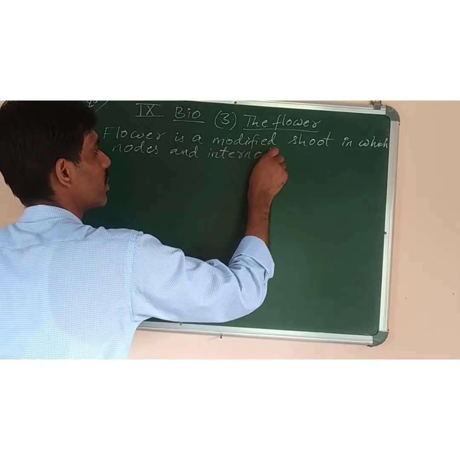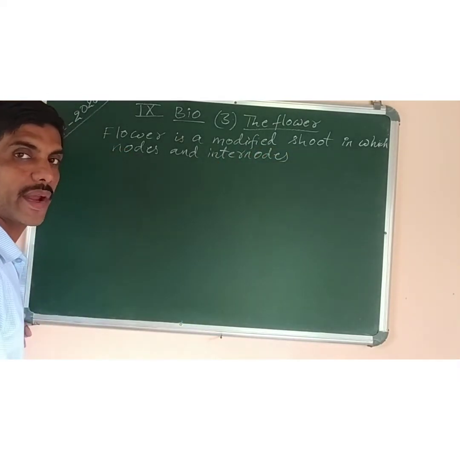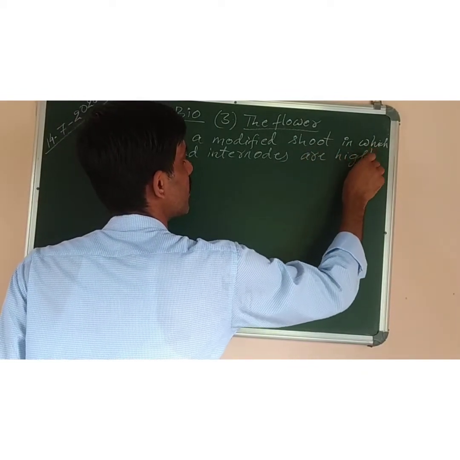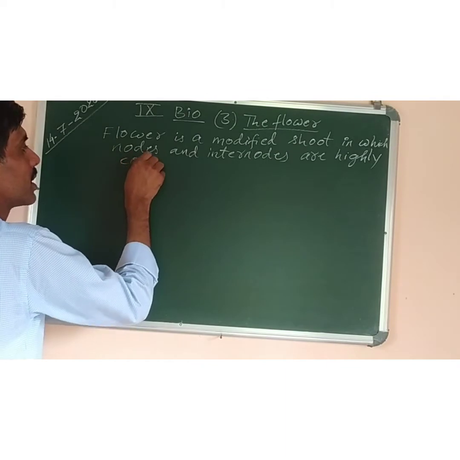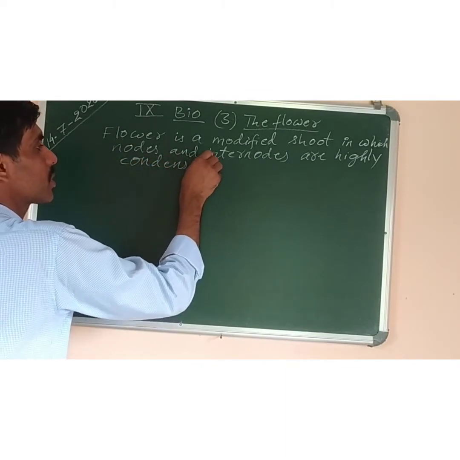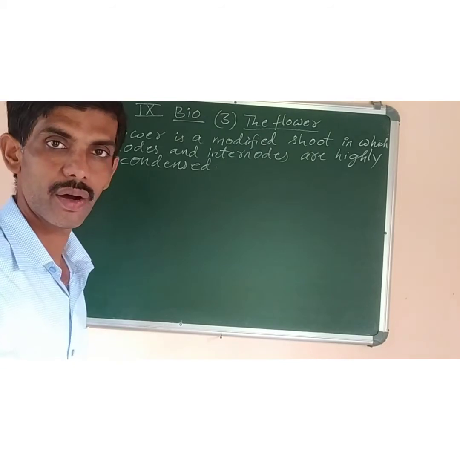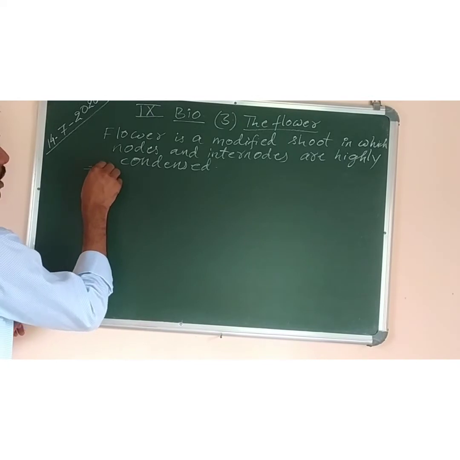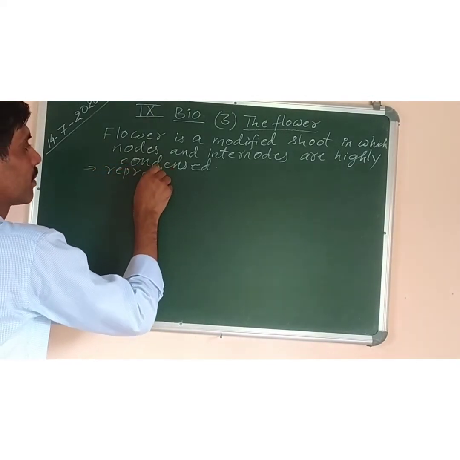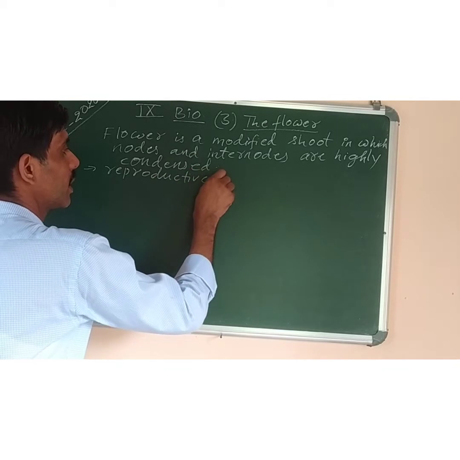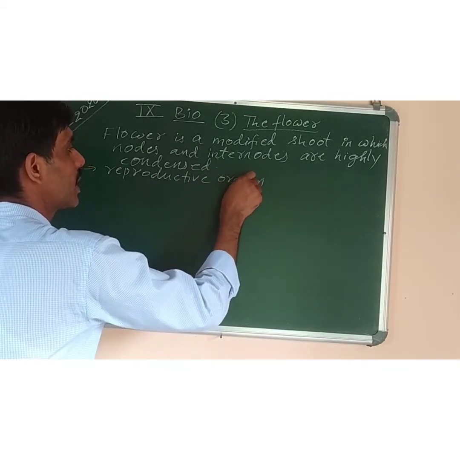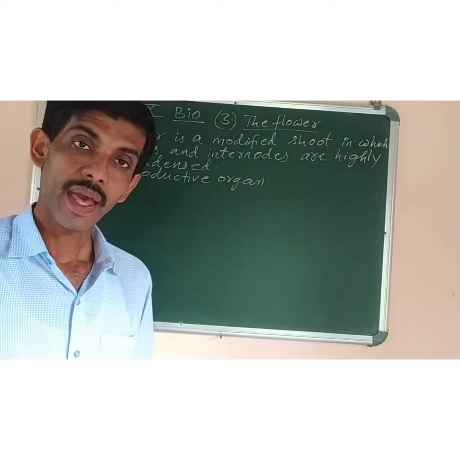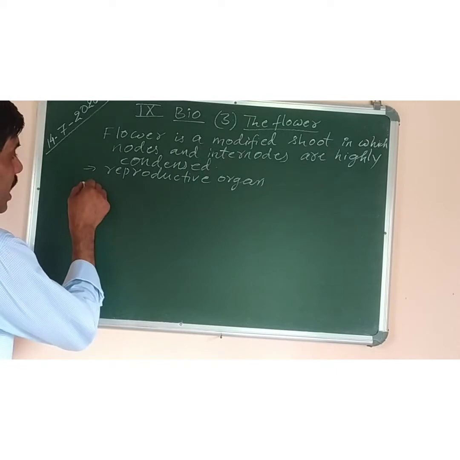Now what is node and internode? You know, node is a part of the stem from where the leaf arises. And internode is the leafless portion of stem. Flower is also called the reproductive part of the plant, or it is the reproductive organ of the plant, because flower only contains both the male and the female part. And the study of flower is known as anthology.